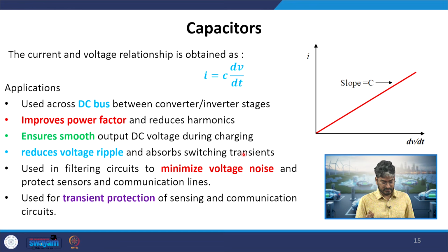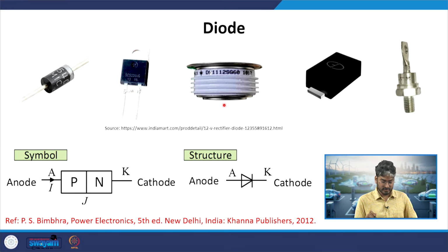They absorb the switching transients. The popular use of inductors and capacitors is in snubber circuits, where they handle these transient events. They are used in filtering circuits as well as for transient protection. How the size of the capacitor and the size of the inductor are determined, we will see in the next lecture, where we will go into our DC to DC converters. These are the two popular passive components we have discussed: inductor and capacitor.